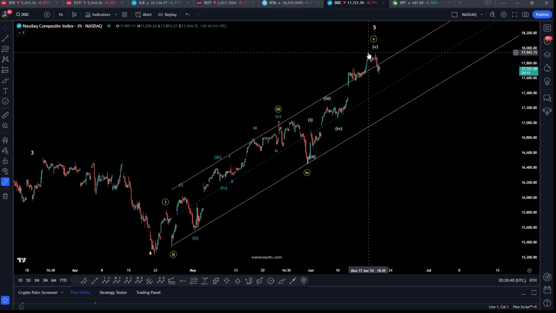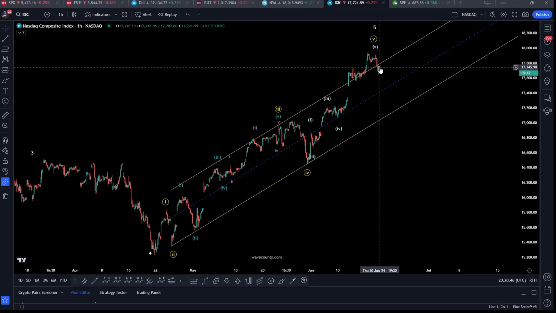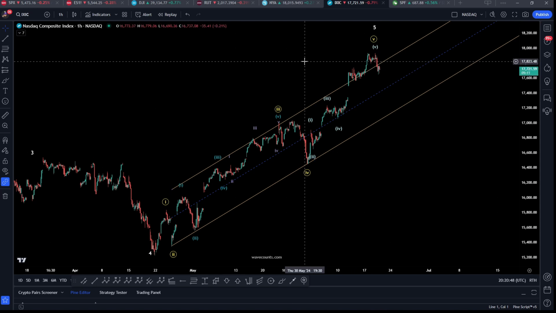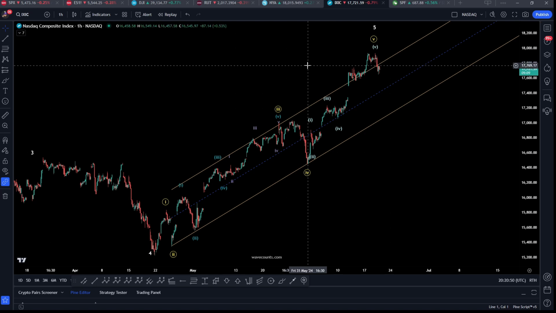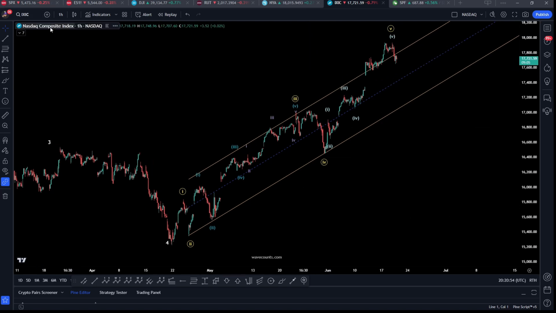We had an overthrow of the channel, and we've now returned into the channel. It does not bode well for the bulls on a very narrow advance. And this is the entire NASDAQ composite. This isn't just the 100. This is the entire 3,000 stock NASDAQ composite, the entire NASDAQ.